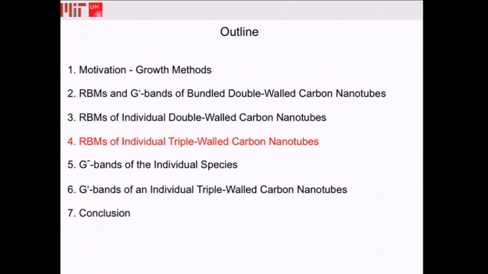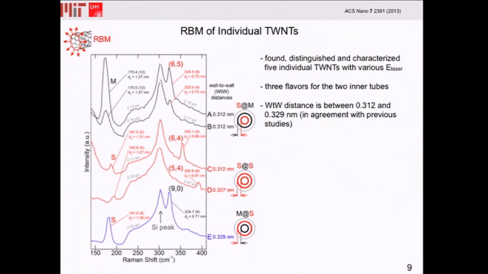Okay, and now we go and see what is new about the individual triple-walled carbon nanotubes. We see here the radial breathing modes of the inner tubes of 5 individual triple-walled carbon nanotubes. We found for 5 different tubes 3 possible flavors, 3 of 4 flavors. Here you see the S at M: the inner tube is semiconducting, and the host tube, so the middle tube, is a metallic one. And then 2 tubes with a semiconducting flavor. And the third flavor is a metallic tube inside of a semiconducting tube.